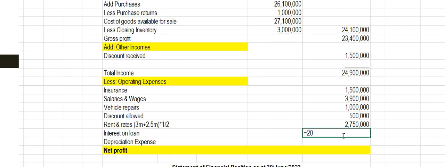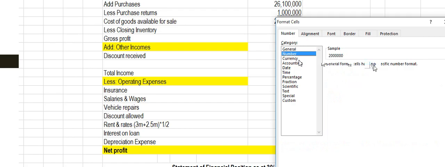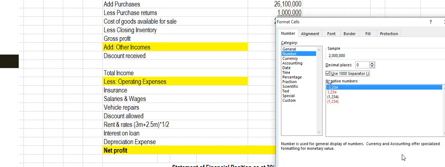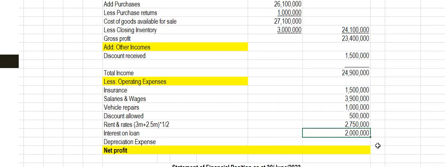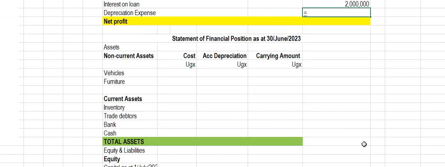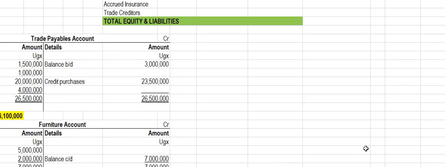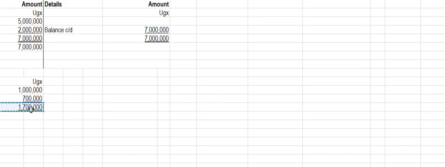Then interest on loan, that is 20% of the bank loan. The bank loan is 10 millions, and the interest is now 2 millions. That is 2 millions. Depreciation expense, we have it somewhere here. Depreciation expense, that is 1.7.